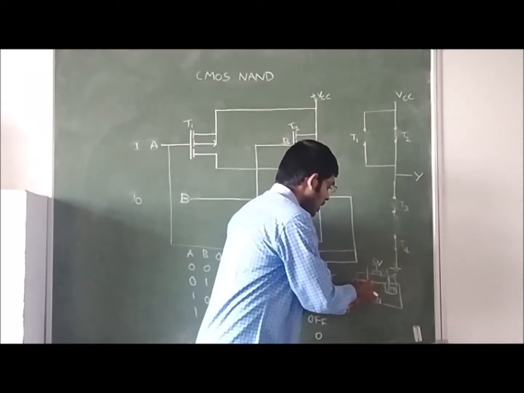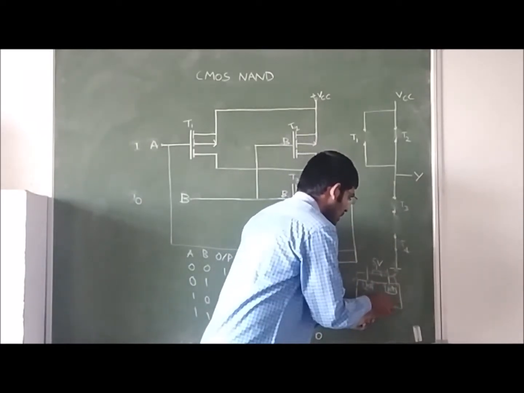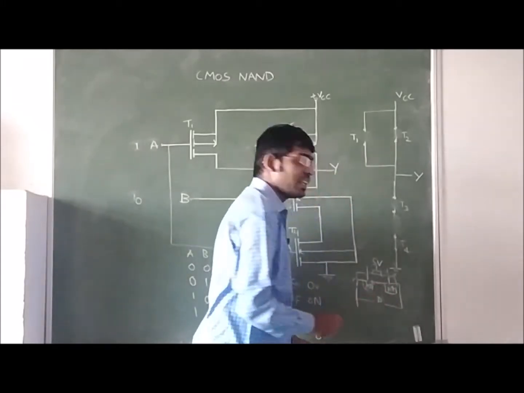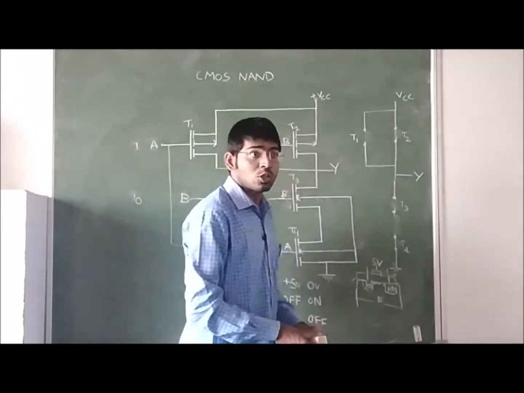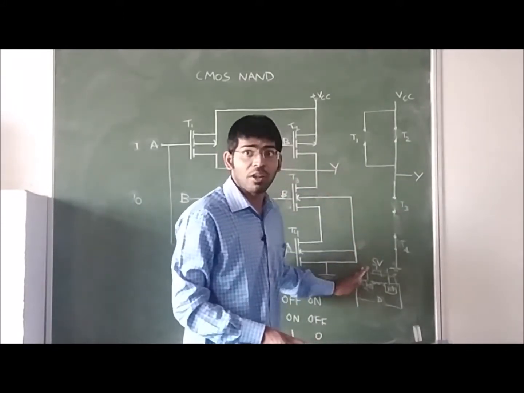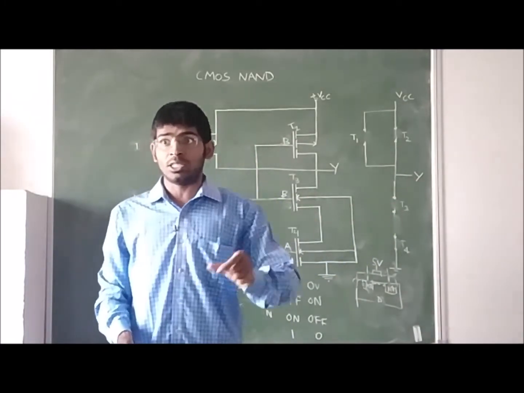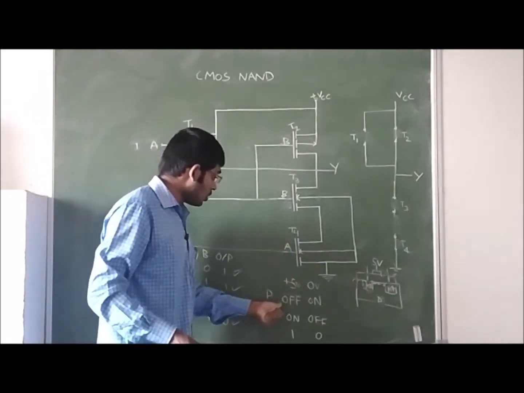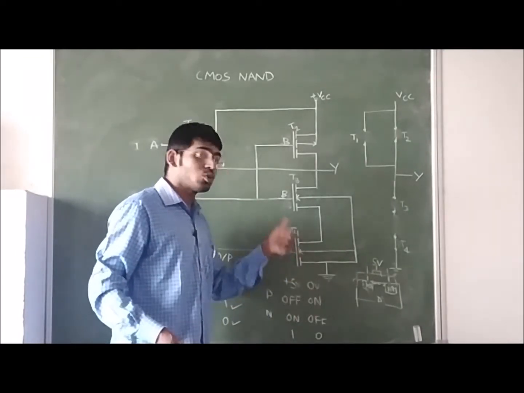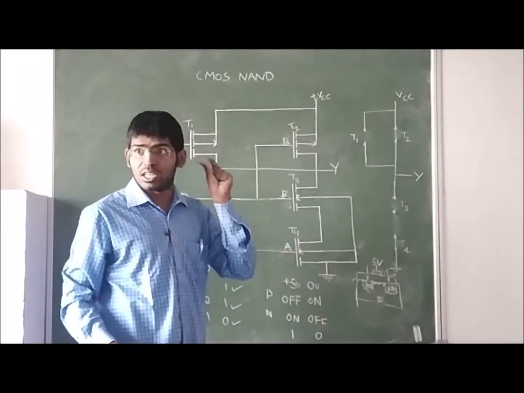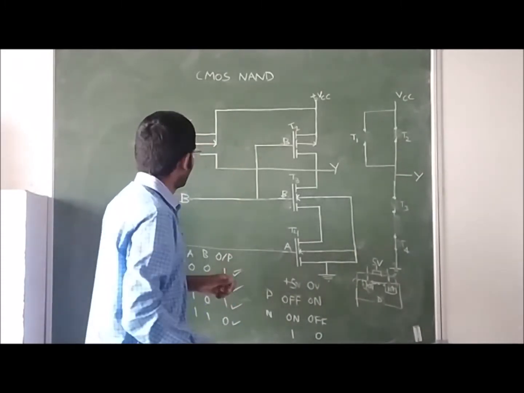Now in NMOS, this is N plus, this is N plus, and the channel is P. Because we have given 5 volts, a negative charge is induced, so there is a chance for more number of electrons to reach from source to drain. So the NMOSFET is in on condition. When we give 5 volts to the NMOSFET, it is in on condition. When we give 0 volts to the PMOSFET, it is in on condition. We use this concept here.